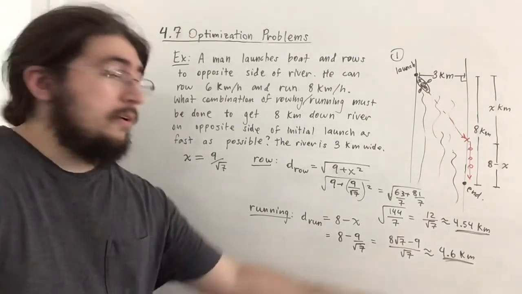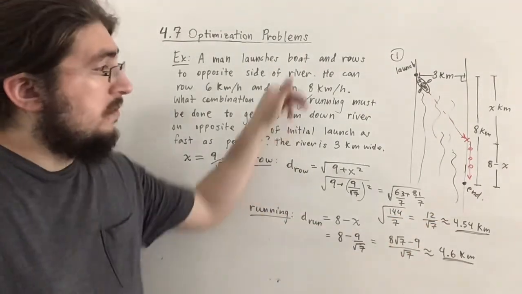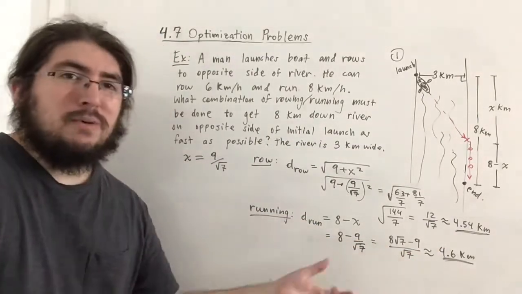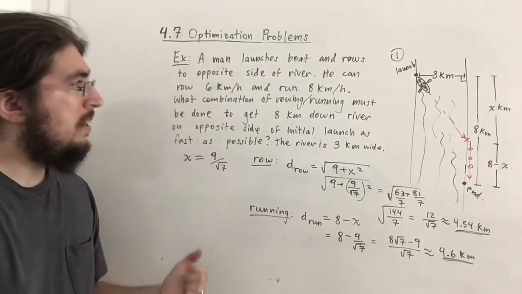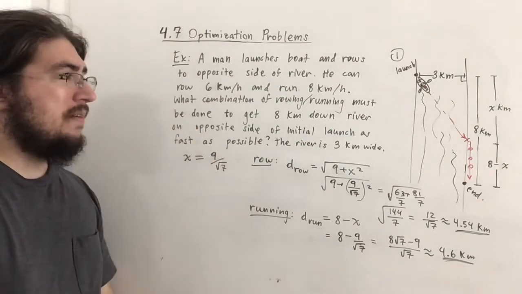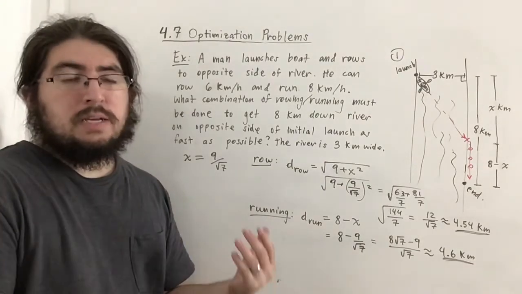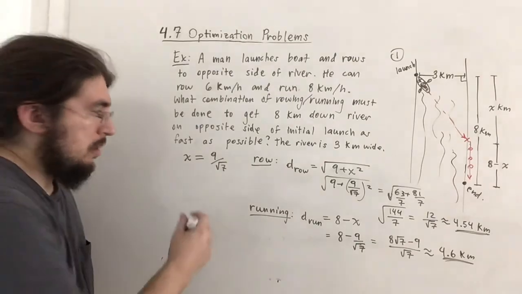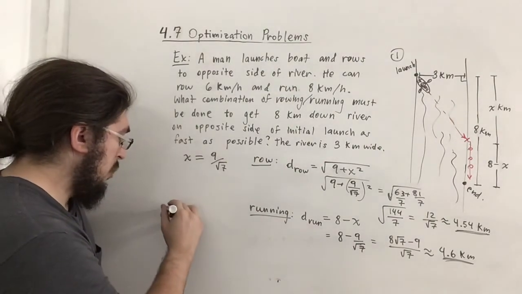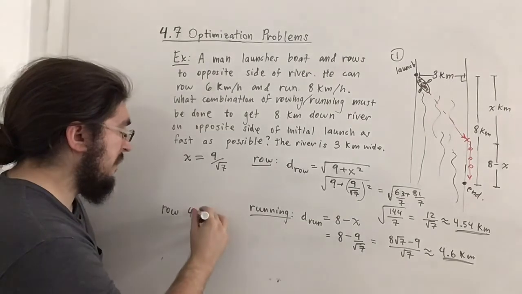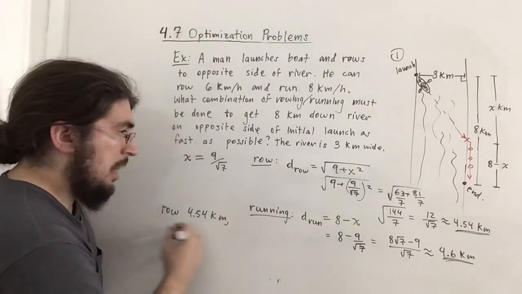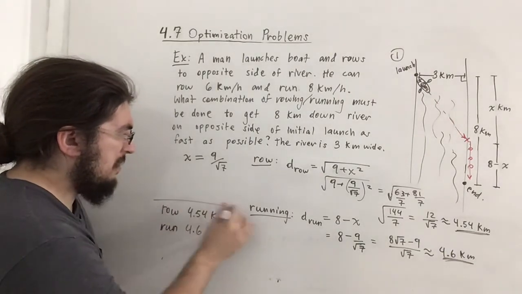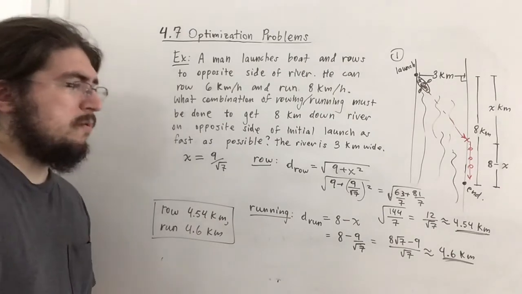Alright, so I used my calculator and I got about 4.5 kilometers of rowing and 4.6 kilometers of running. Awesome. Now, again, that was my interpretation of what the question is actually asking us for, because when it says what combination of, it doesn't say what distance must he row or run, but I'm interpreting that as distance. So let me just write it as row 4.54 kilometers, comma, run 4.6 kilometers, which is actually about the same. So for whatever reason, we're doing the same amount of rowing and running.